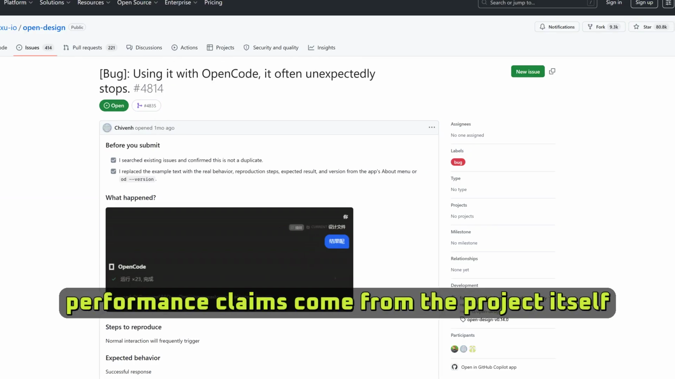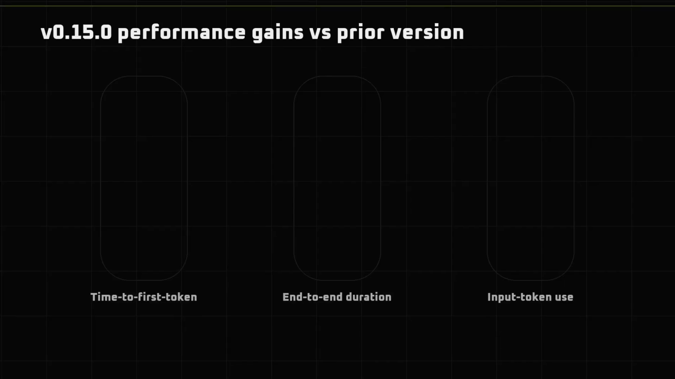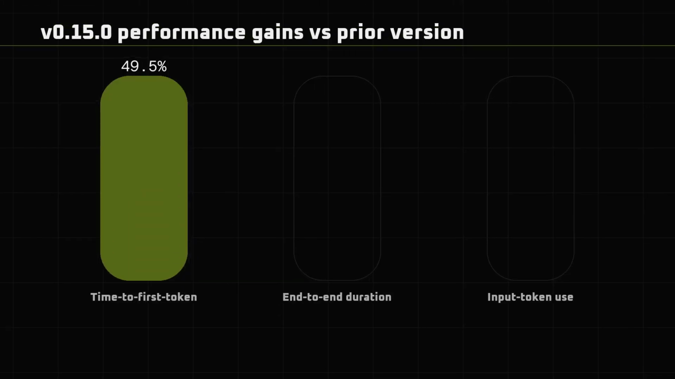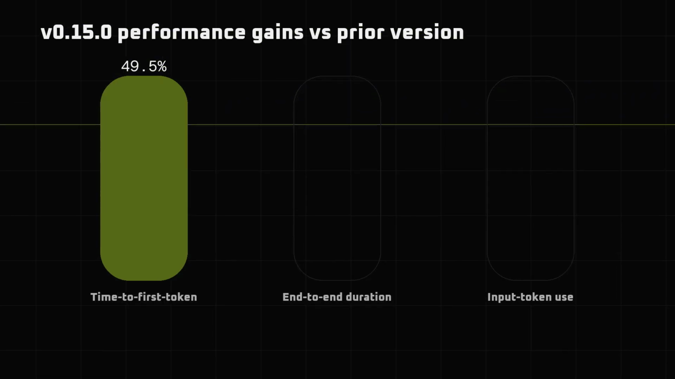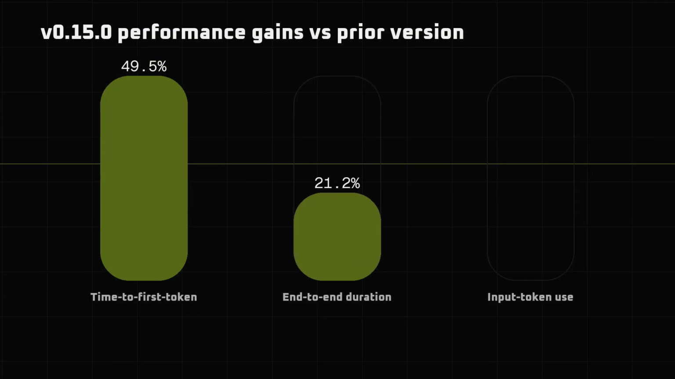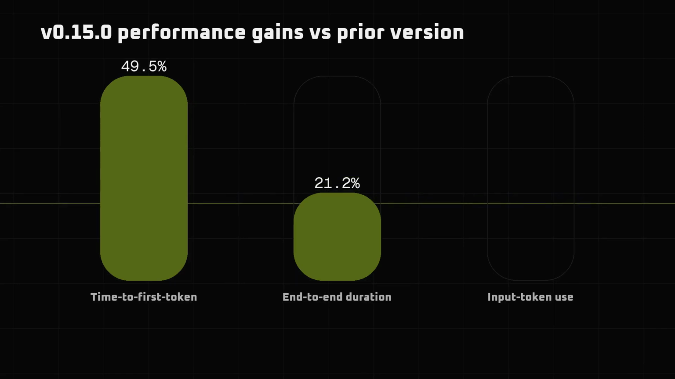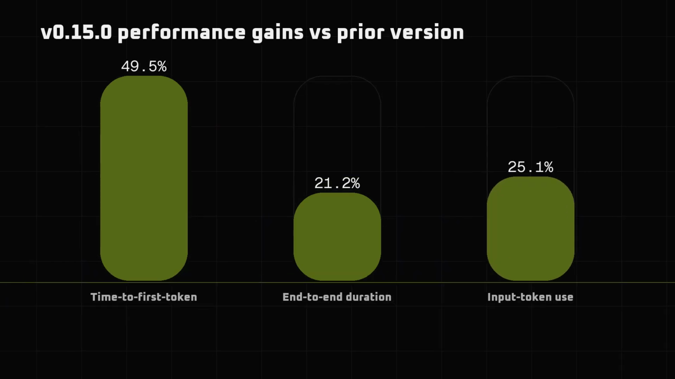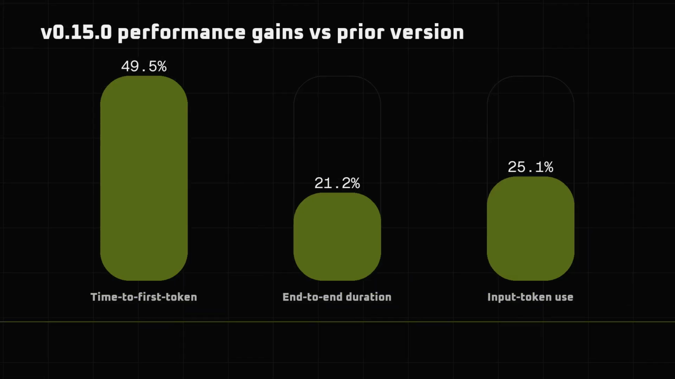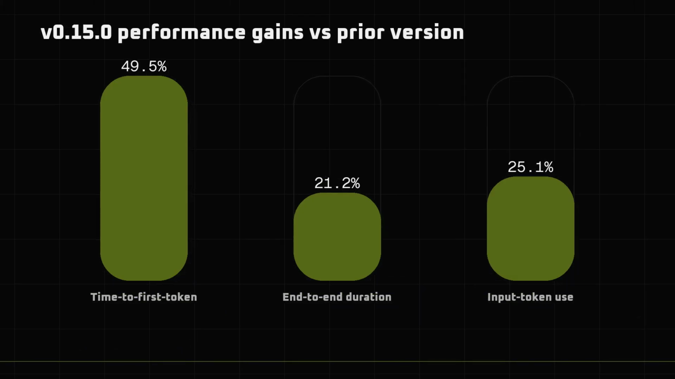The performance claims come from the project itself. Version 0.15.0 said it cut time to first token by 49.5%, end-to-end duration by 21.2%, and input token use by 25.1% versus its prior design. Those are their numbers, measured against their own baseline.